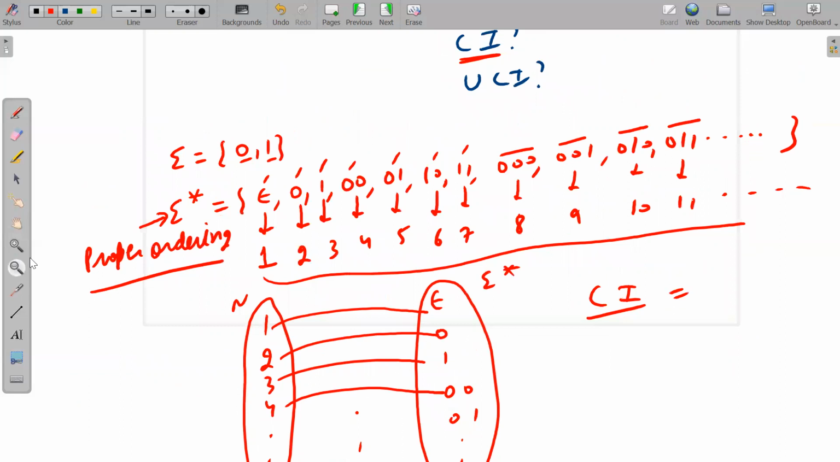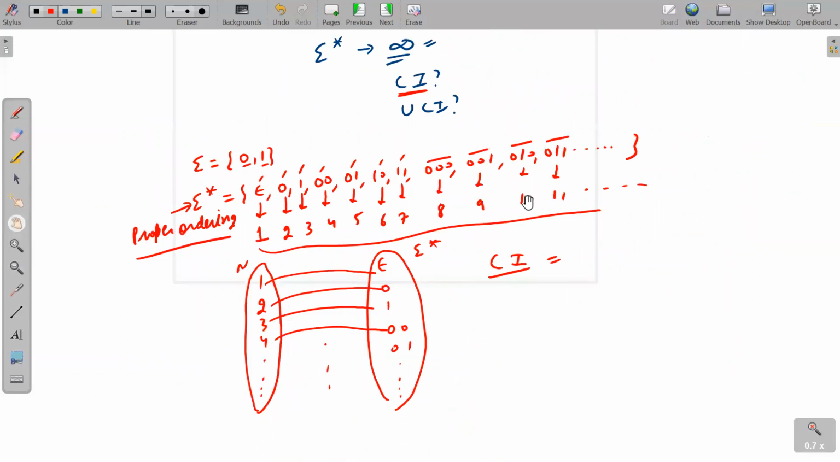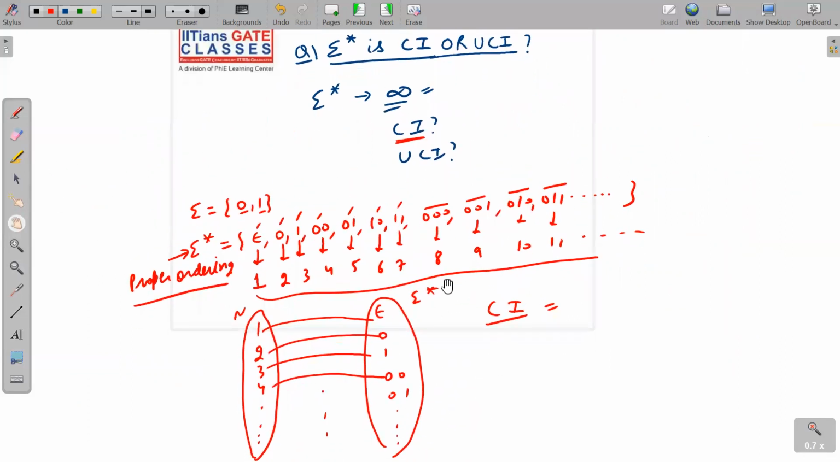Let me put everything on one slide so that you can note it down properly. Please note it down. I am jumping to the next slide now.